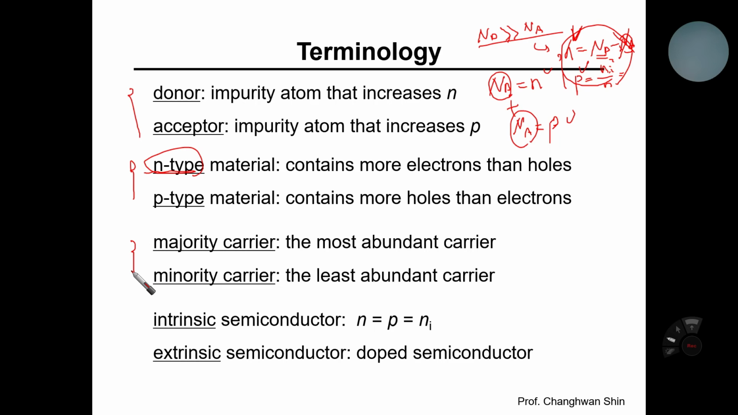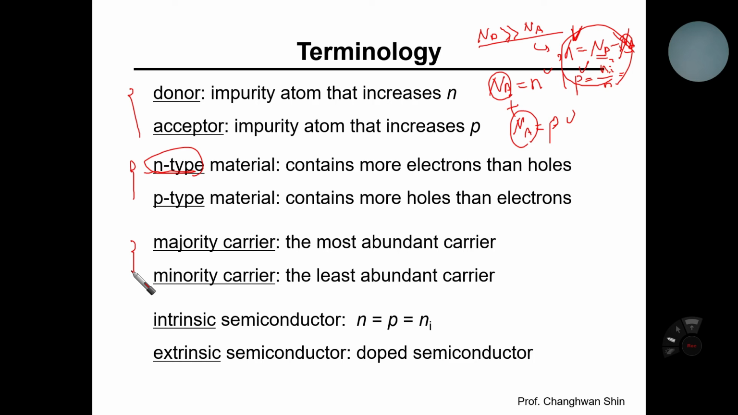And this is a new terminology: majority carrier, minority carrier. So majority carrier indicates the most abundant carrier. So the question is as follows. What is the majority carrier in n-type material? In n-type material, it has more electrons than holes, so the majority carrier of n-type material is electrons.